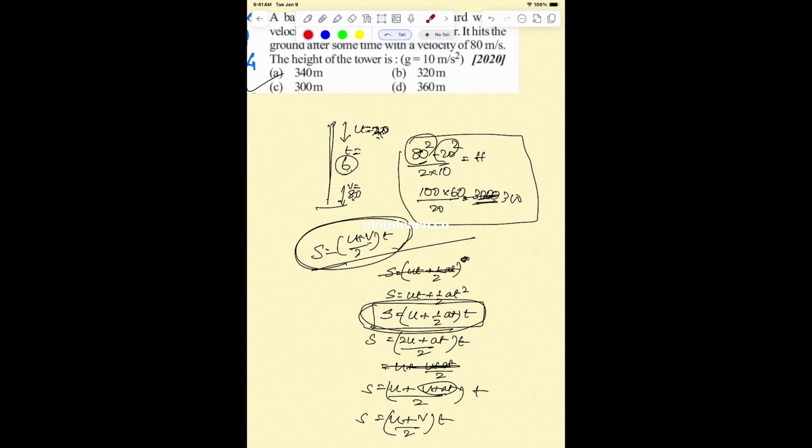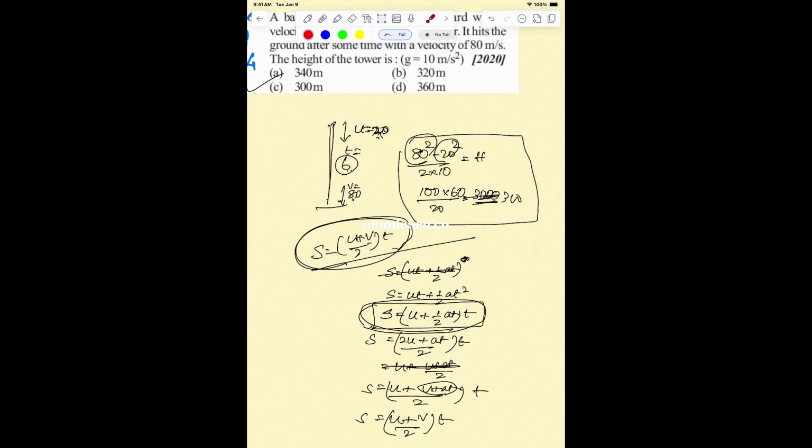Now in this case, I have already calculated t equal to 6, because 20 has gone to 80, therefore it should be 6 seconds. Therefore half a t is 5t, which is 30. So this part is 30, and then u is 20. Therefore 30 plus 20 is 50. Let me do it once again. t equal to 6. What is half a? 5. 6 into 5, 30. 30 plus 20 is 50. Therefore 50 into 6 is 300. Straight away I am able to get it with this method.